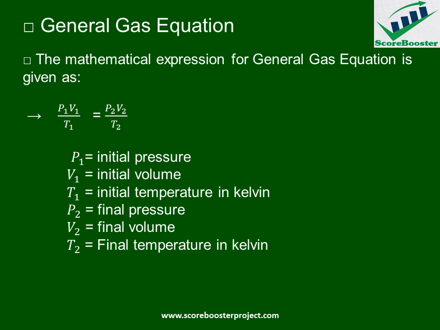Again, P1 here represents initial pressure. V1 represents initial volume. T1 represents initial temperature in Kelvin, not degrees Celsius. So if you are given the temperature in degrees Celsius, it must be converted to Kelvin. Now, P2 represents final pressure. V2 represents final volume. And lastly, T2 represents final temperature in Kelvin. The temperature must be in Kelvin.